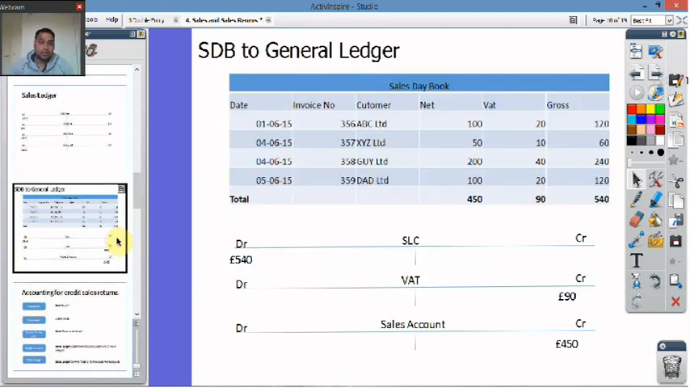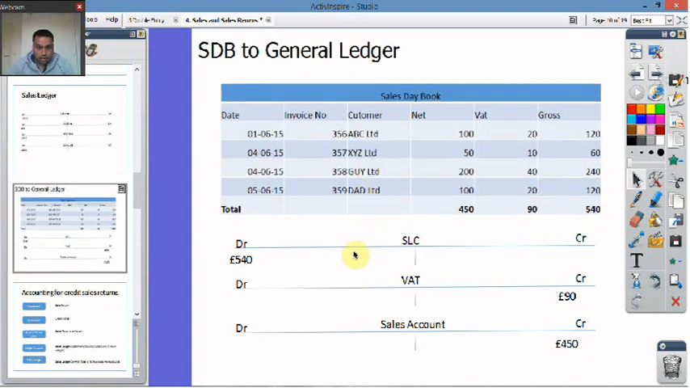So then subsidiary ledger to the main ledger. So then you've got these in the main ledger. You've got the sales ledger control, the VAT account, and then the sales account. So the sales ledger control will have the total. So this is the total. The VAT amounts for all of these individual customers would be £90, and then the net amounts will go to the sales account, which is 450.